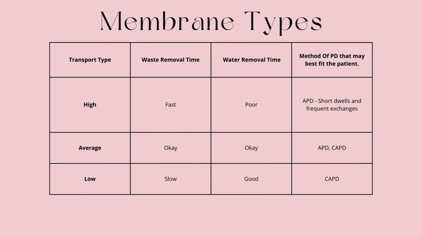To keep it simple, we will leave it at 3 types, which is high, average, and low. It can get a little more complicated when discussing high average and low average. A patient with a high transport membrane means that the solution will flow through their membrane fast, which means that the patient will reach a state of equilibrium faster. Ultrafiltration and diffusion is achieved in a shorter period of time. Thus, shorter dwell times are encouraged for patients with this type of membrane.